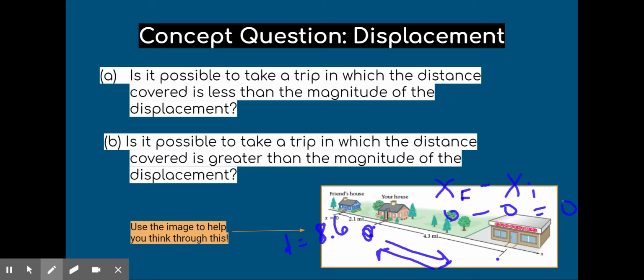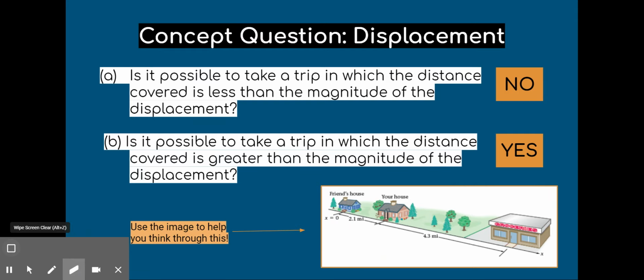So this tells us a couple of things. Is it possible to take a trip in which the distance covered is less than the magnitude of the displacement? No, it is not. But is it possible to take a trip in which the distance covered is greater than the displacement? Yes, it is. So the magnitude of displacement will always be less than or equal to the distance traveled. Go ahead and take that away.